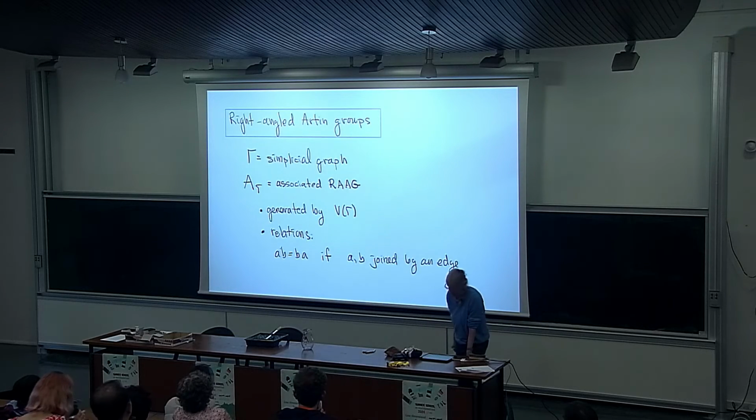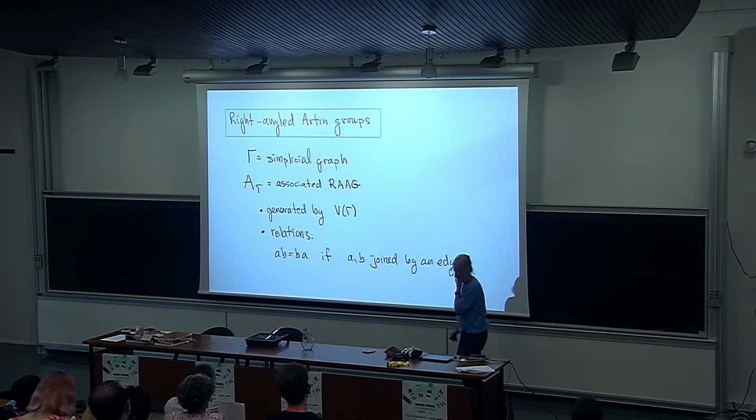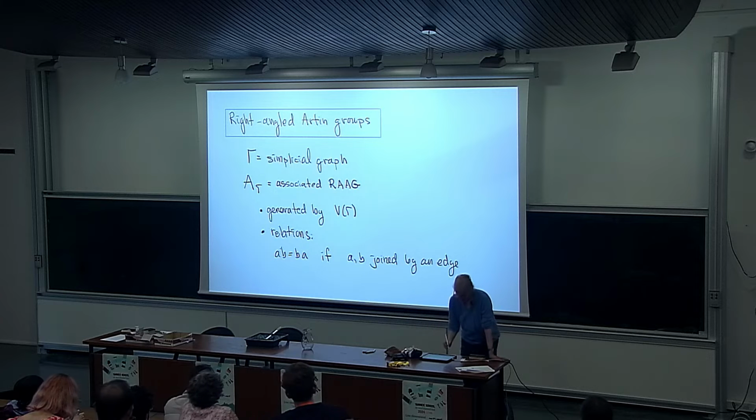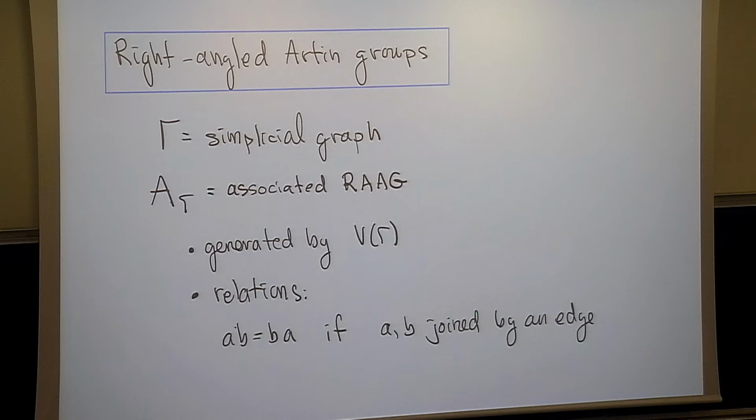Okay, so regs. Regs are right-angled Artin groups. In case you don't know what they are, the idea is you take a simplicial graph. Simplicial just means that you've got some vertices, and you've got some edges, and there aren't any multiple edges, and there aren't any loops. So in other words, it's a simplicial complex, which is one-dimensional.